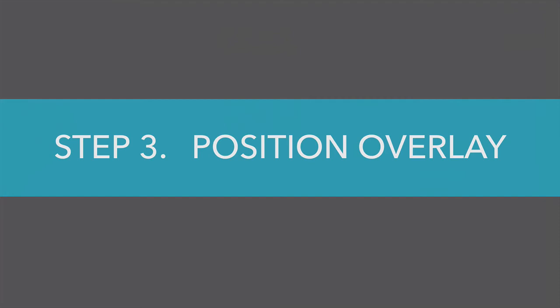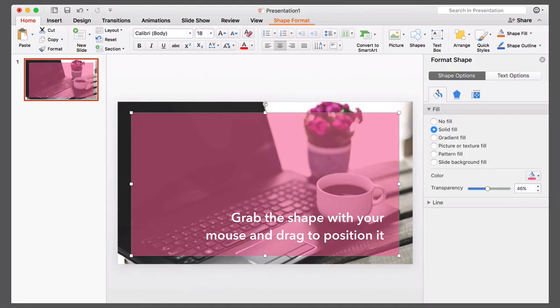In the last step, you are going to position your overlay. And to move an overlay to the desired location, simply grab, which means press and hold down the button of the mouse, then drag and drop, release the button, in other words.